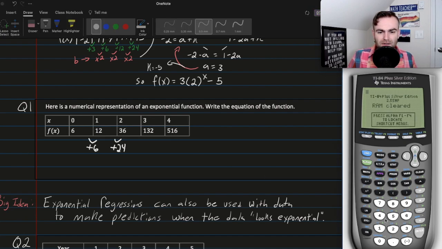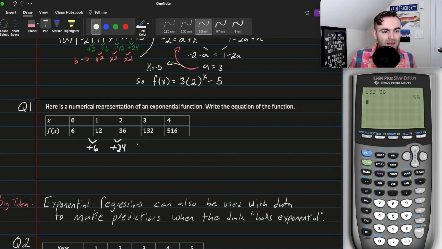So let's turn our calculator on, and let's do 132, take away 36, and we get 96. So this is plus 96. That one, oof. 516, take away 132, and I get, oh my, 384.